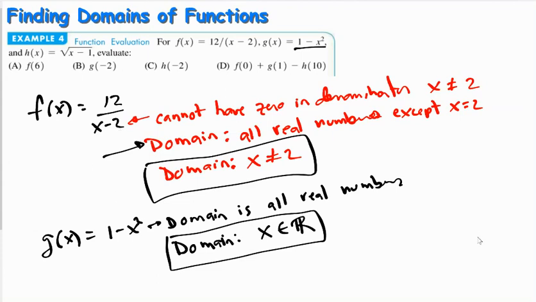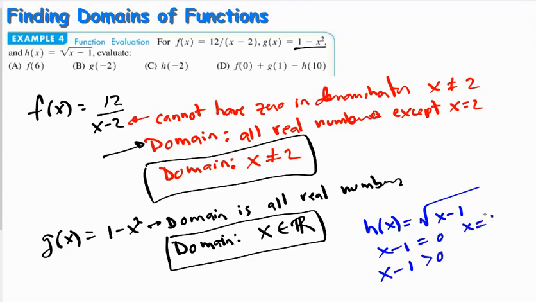So next we have h of x. And because this is a square root, we know that x minus 1 is allowed to be equal to 0, or x minus 1 must be greater than 0. So we see that it is equal to 0 when x is 1. We see that it is greater than 0 when x is greater than 1. So for h of x, the domain is x greater than or equal to 1.